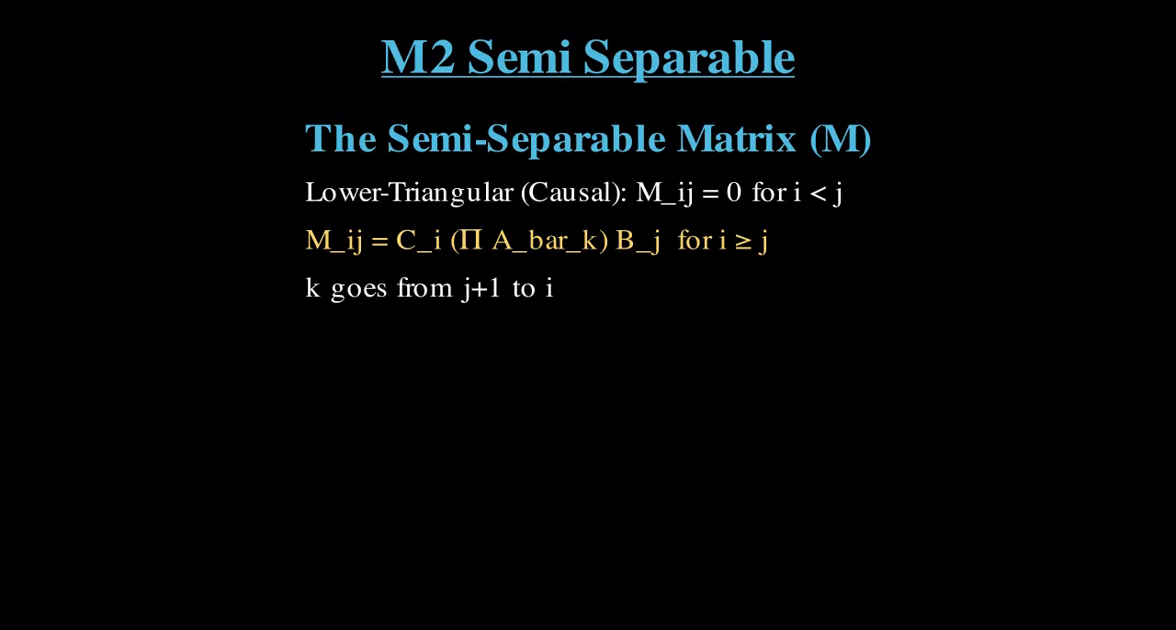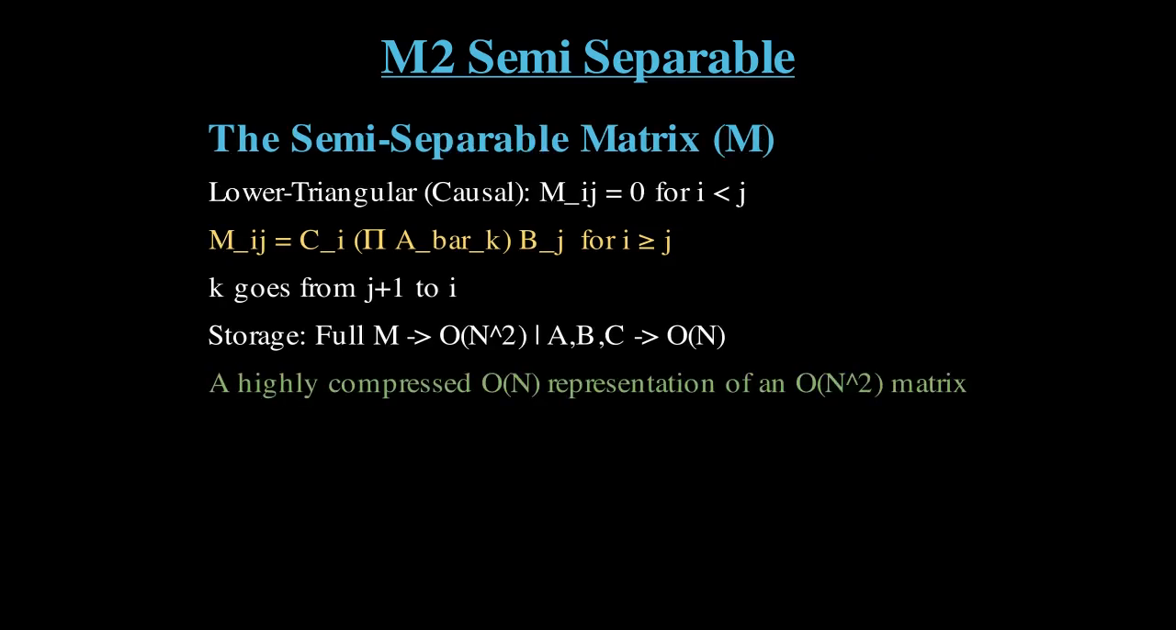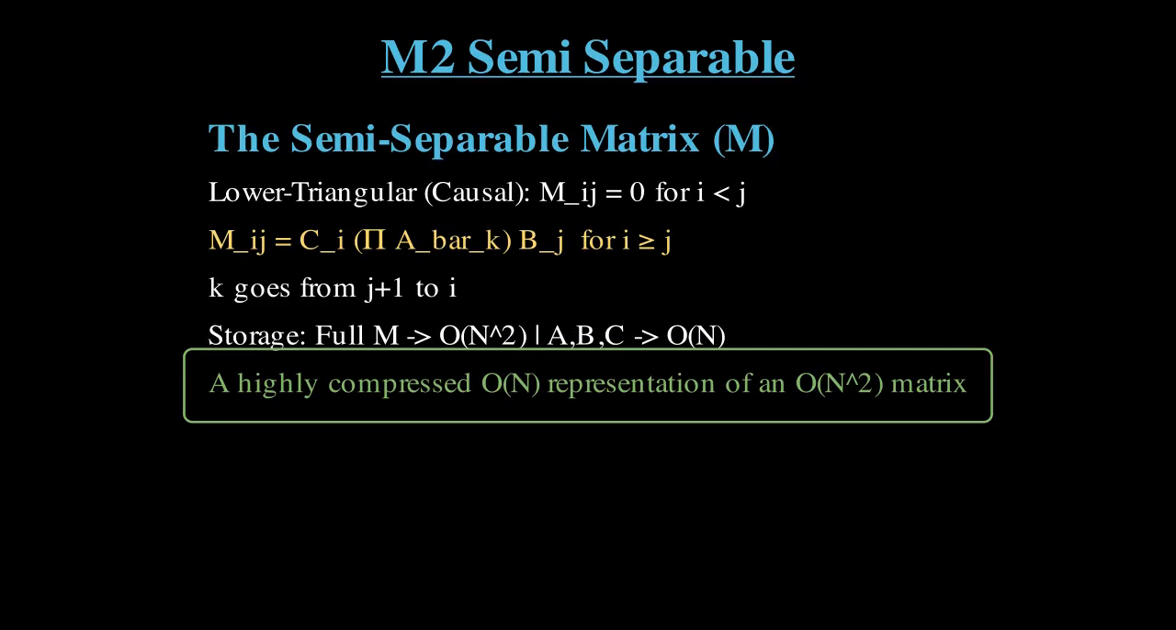C sub i is the output projection, B sub j is the input projection, and the a bar terms in the middle form a chain connecting them. This structure is the key. Storing the full dense matrix M would take O of n squared memory, which is prohibitive for long sequences. But because of this semi-separable structure, we only need to store the parameters a bar, B, and C, which only takes O of n memory. It's a highly compressed representation of a much larger operator.